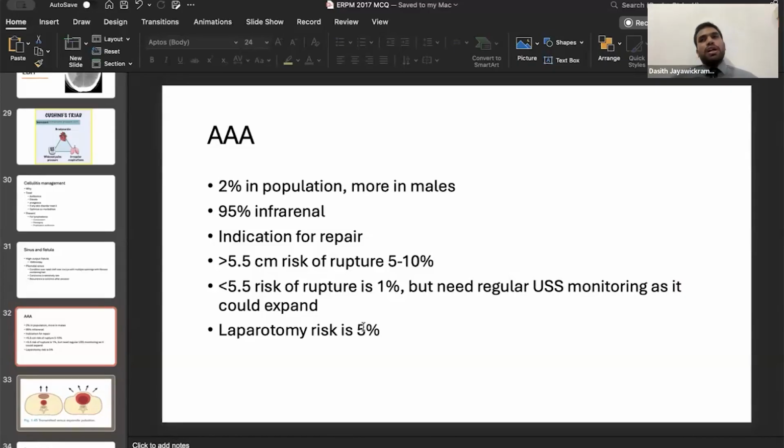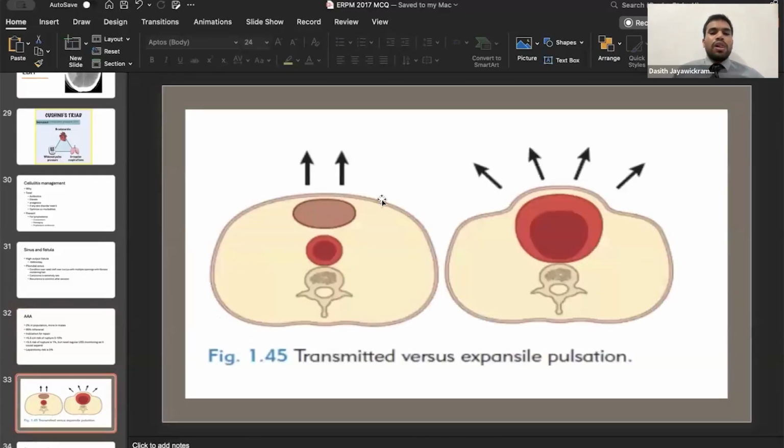Lump which transmits pulse. Okay, lumps can either be pulsatile or just transmitting a pulse. So what is this? Let's look at a photo. The image on your left is where there's an organ in front of the aorta. So the pulse is transmitted to the organ, and that organ is moving up and down. So that is called a transmitted pulse. Only if we palpate on top of the abdomen will we feel that.